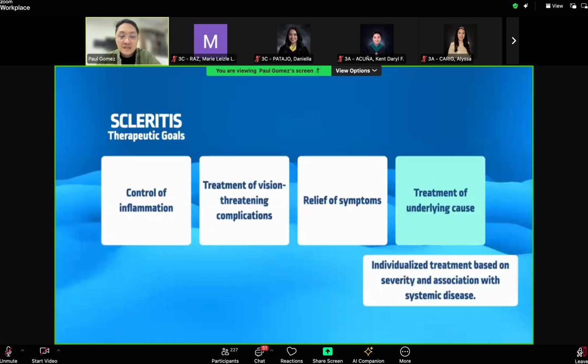And lastly, individualized treatment is needed based on severity and association with systemic disease. One treatment regimen cannot address all uveitic patients. Treatments must be tailor-fit to address all patient concerns.